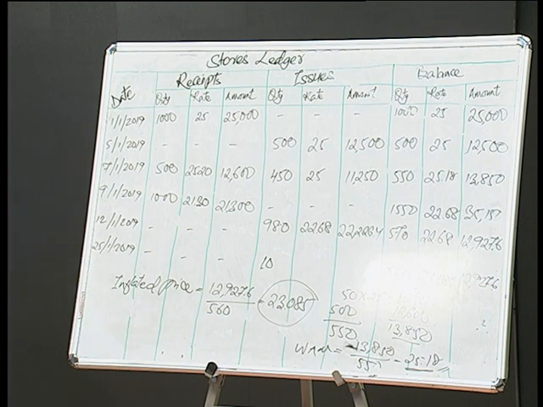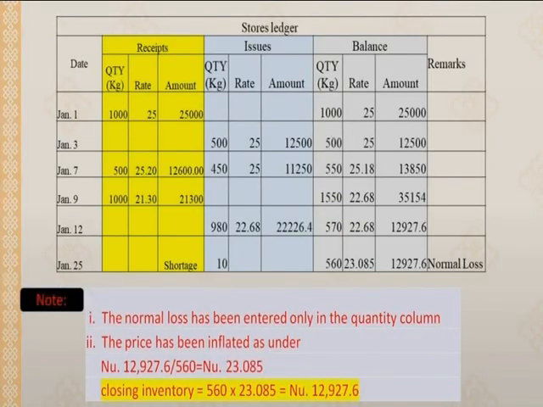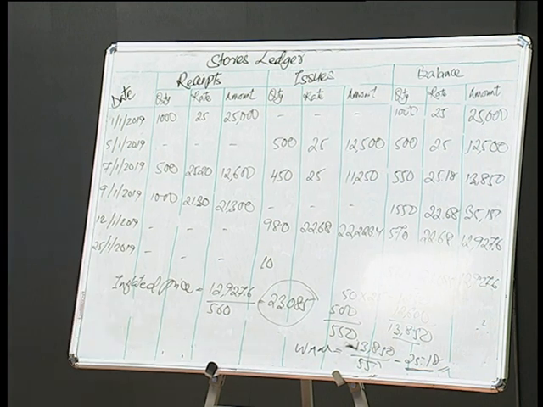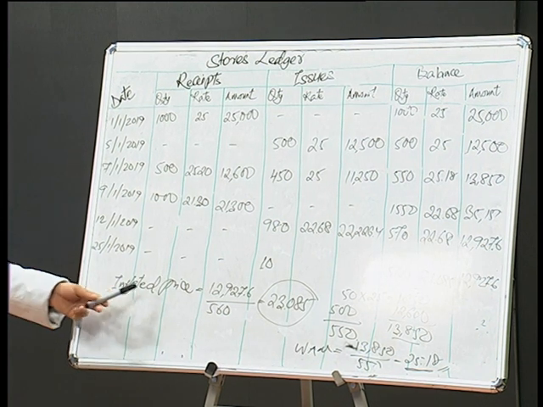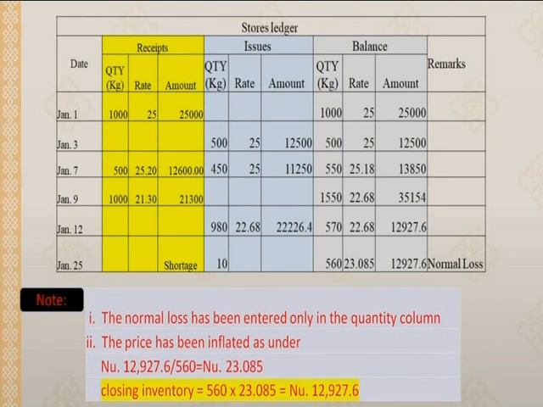So now let us look at the solution I have got over here. Whatever we have done is the same, except under that note, the normal loss has been entered only in the quantity column. So under issue it will be simply shown under the quantity column. That is point number 1. And point number 2 says the price has been inflated as under. I have also shown it here, and you will also see it in the slide. So the prices over here have been inflated, therefore the value of closing inventory is 560 times 23.085, which is the inflated price.